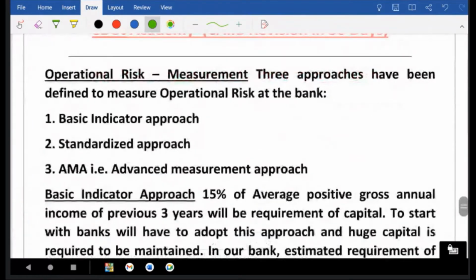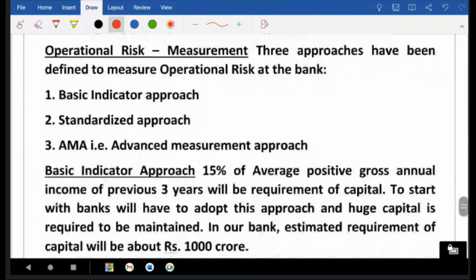Now next, what are the approaches you can use to minimize the operational risk? This is very important. Approaches are very important. They keep on asking. Okay, so number one, you have to remember, I repeat many times here, the basic indicator approach. Number two, the standardized approach.